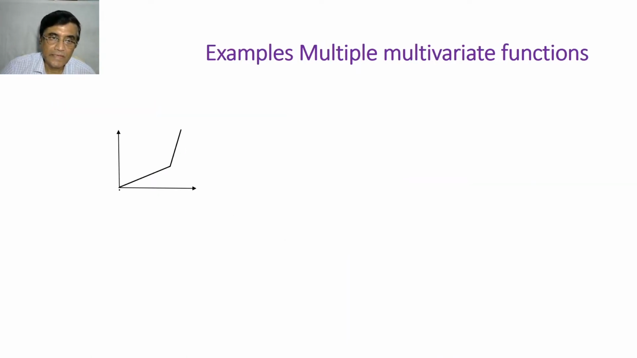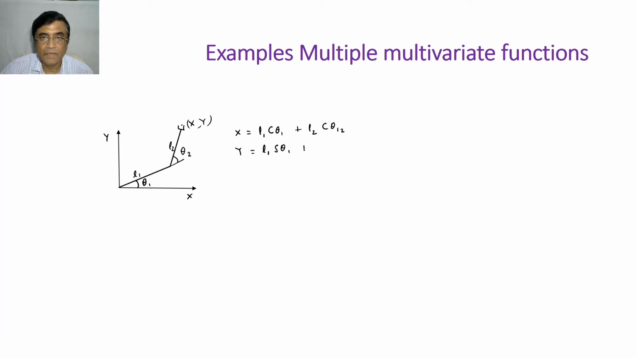Now let us consider a two-link robot manipulator. Say this is x, y. This is my theta 1 value. This is theta 2 value. And say this is my x, y point, and say this is link length L1, this is link length L2. So as you know, x equals L1 cos theta 1 plus L2 cos (theta 1 plus theta 2), and y equals L1 sin theta 1 plus L2 sin (theta 1 plus theta 2).